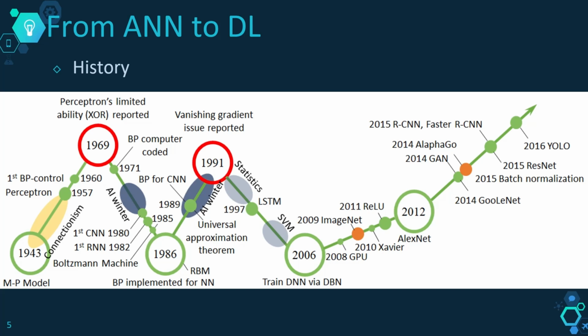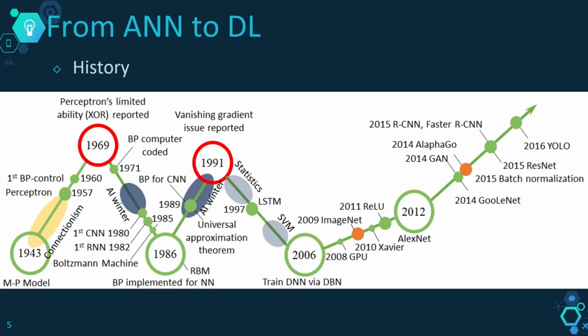Then we got the first AI winter. Right after the AI winter, in 1989, you can see that now the CNN was first implemented. Sorry, that's 1980. I apologize. And then in 1982, RNN, that's another significant deep learning architecture, was implemented. And then in 1985, Boltzmann machine, that's also a very significant architecture or technique for deep learning. It enabled the training of deep neural networks in the early days.